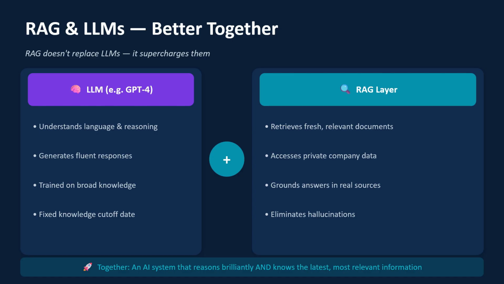When we talk about the LLM, it is to understand language and reasoning, generate fluent responses, trained on broad knowledge, with a fixed knowledge cutoff date. Cutoff date means, as I said, there would be a trained model of each and every LLM, so there would be fixed knowledge that is specifically applicable to when this particular model was generated. But when we talk about the RAG layer, it retrieves fresh and relevant documents because it is going to contact the specific organizational data, or maybe your individual data. So you will get the proper relevant information. It accesses private company data, your company's or your private data, and grounds answers in real sources, right? So you will provide the actual documentation of your organization.